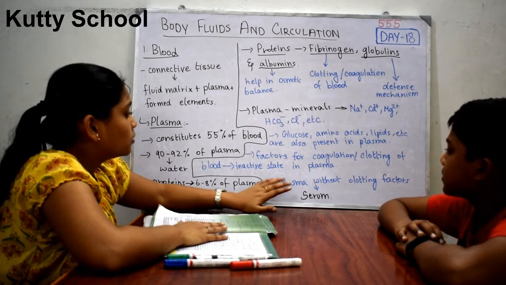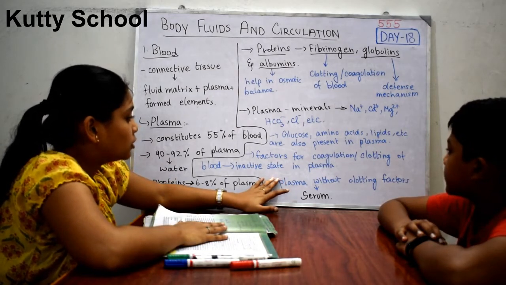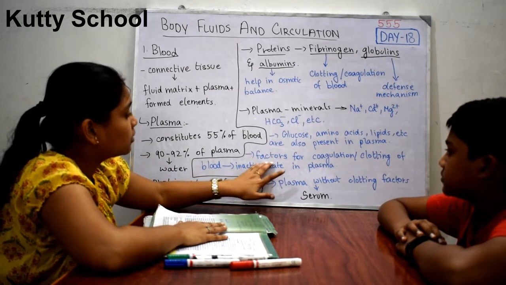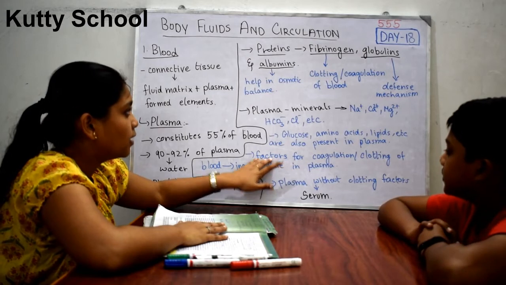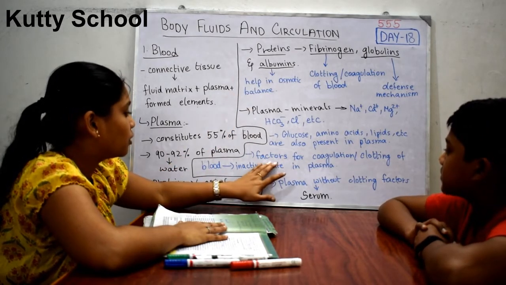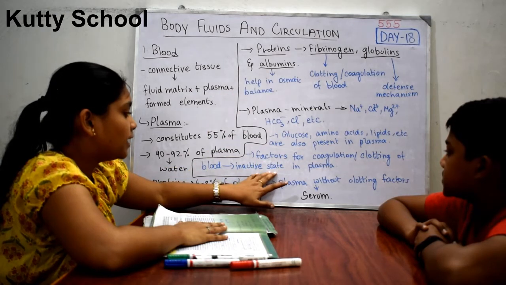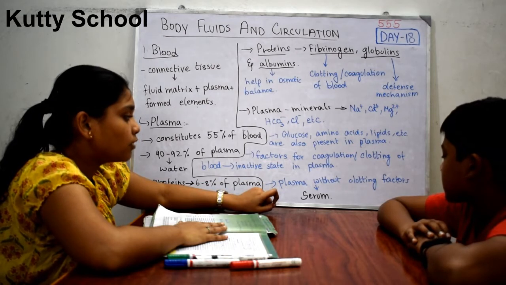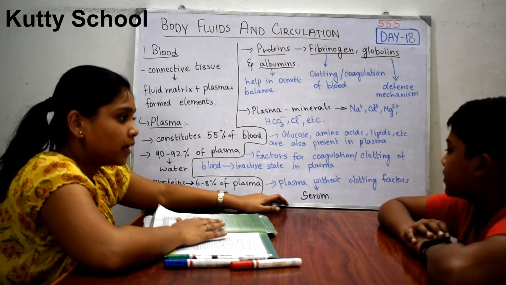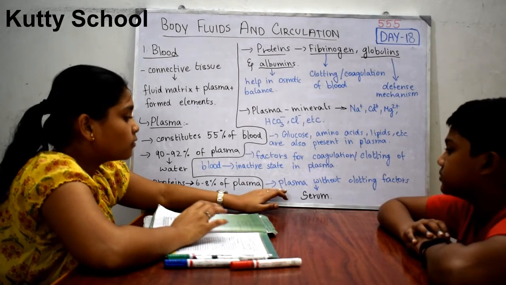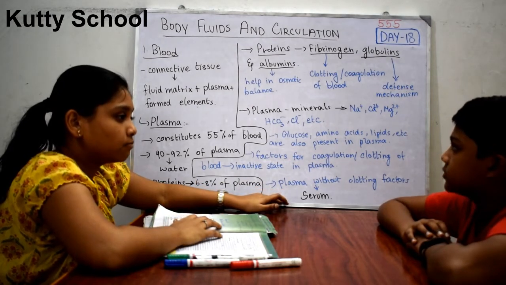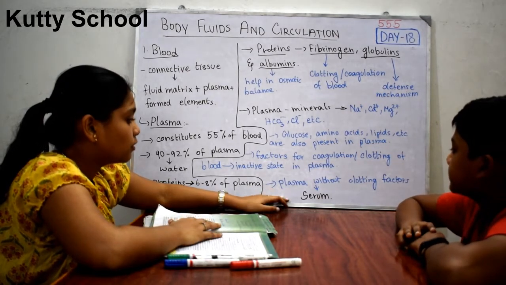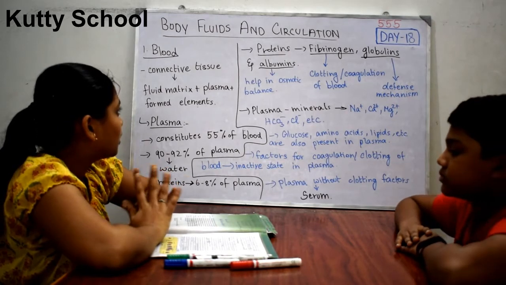Other than proteins, there are some factors which help in coagulation or clotting of blood. These factors are present in an inactive state in plasma. Plasma without clotting factors is known as serum. Plasma which cannot clot is known as serum. So this is about plasma.